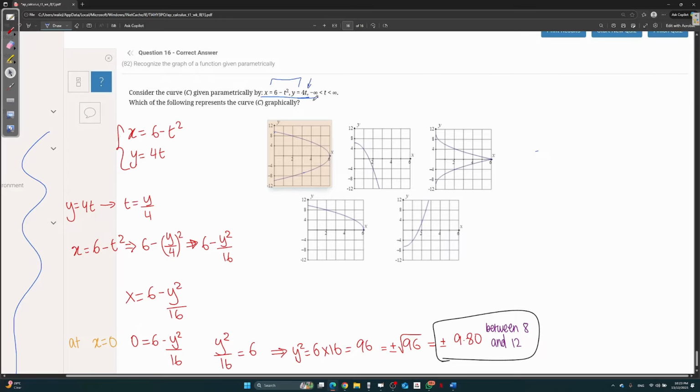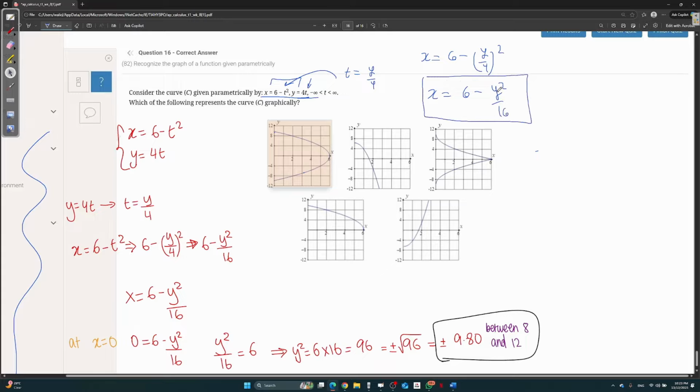Y is equal to 4t. You can rewrite that as t is equal to y over 4. Now that you know that t is equal to y over 4, you can throw it into here. So you'll say x is equal to 6 minus y over 4 squared, because instead of t squared, I put y over 4 squared. So x is going to be equal to 6 minus y squared over 16. Cool. You now have this.